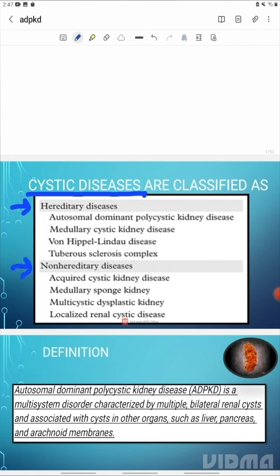non-hereditary diseases. Among hereditary diseases, on top we have autosomal dominant polycystic kidney disease, then medullary cystic kidney disease, von Hippel-Lindau, and tuberous sclerosis. Among non-hereditary causes, we have acquired cystic kidney disease, medullary sponge kidney disease, and multicystic dysplastic kidney. And there are some conditions with localized renal cystic disease.